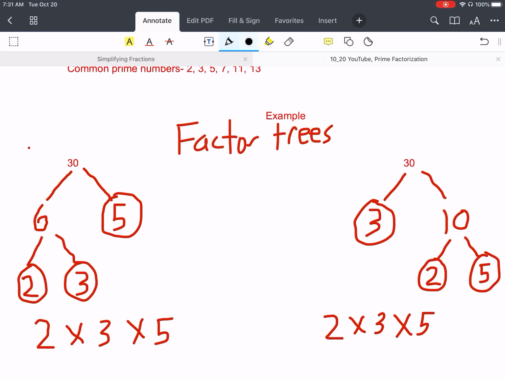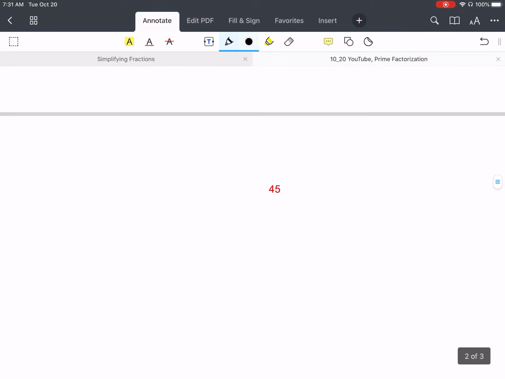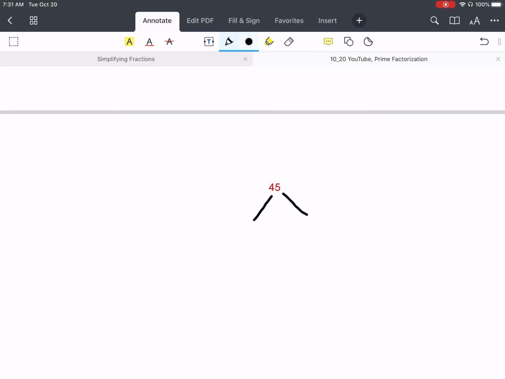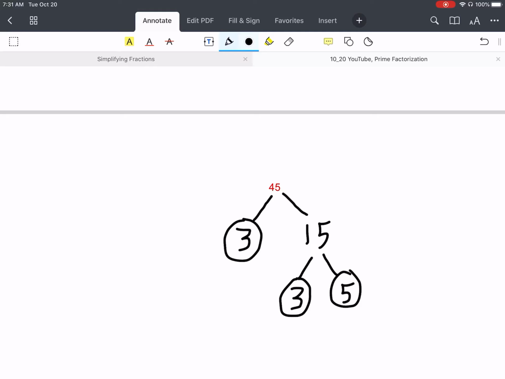I'm going to do at least a couple more examples. I'm going to switch colors so you can just watch and you don't have to copy it down. So, 45. Well, there are a few different options. I'm going to go with 3 times 15. Some of you might have done 9 times 5. We're going to end up with the same answer. I can circle 3 because that is a prime number. I need to break apart the 15 into 3 times 5, and those are both prime numbers.